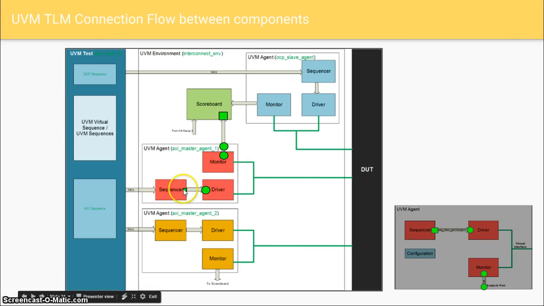Now the next part is, from the sequencer, these transactions should flow into the driver. For that, there should be an export in the sequencer and a port in the driver. If you see this diagram, there has to be an export in the sequencer and a port in the driver, and they have to be connected together. But UVM defines the export in the sequencer and the port in the driver in a predefined manner, so that you can just use the predefined names to connect them together. So you don't need to define your own port or your own export in the sequencer and driver.